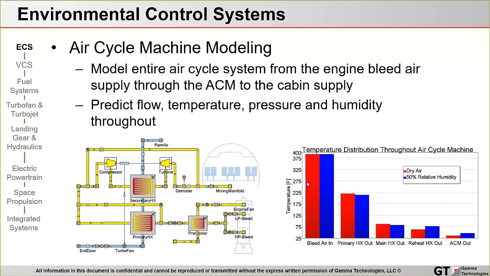And so with the air cycle machine, you can study different parts of this at different stages throughout the machine, starting from, for example, the bleed air inlet condition, in this case looking at temperature distribution, all the way to the air cycle machine outlet condition. And in this case, it was examining the effect of, well, what happens if you have a dry air condition or a 50% relative humidity condition? How does the performance change? And so those types of studies can be done with the tool.